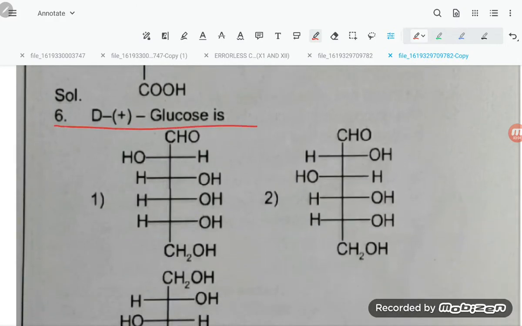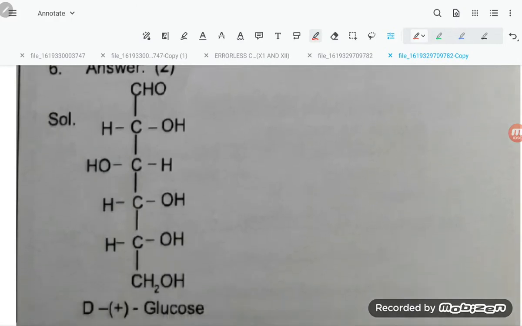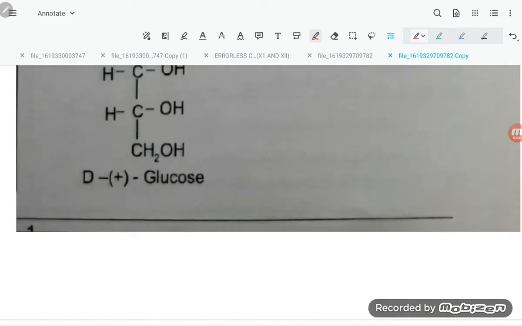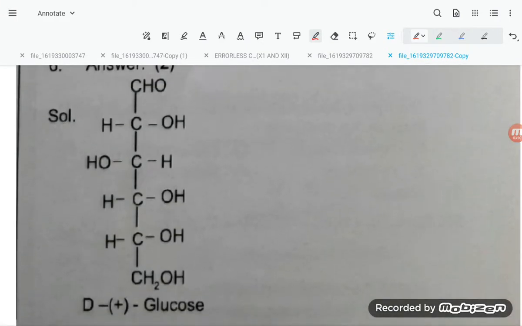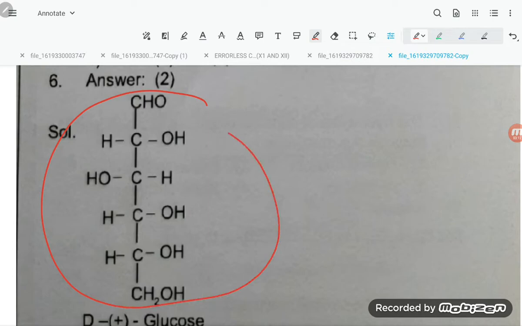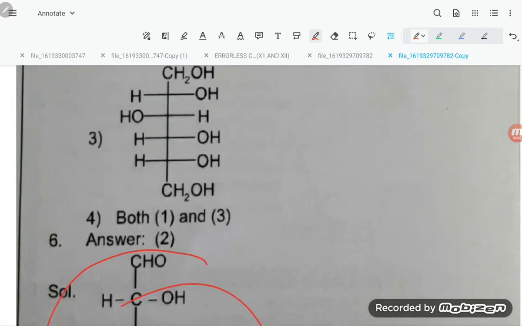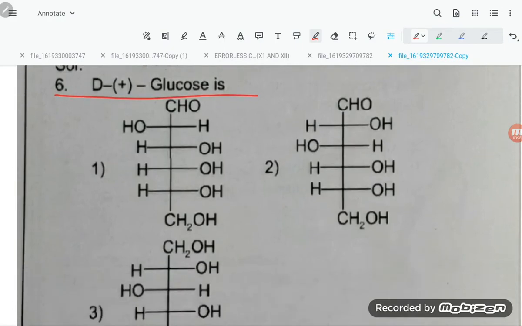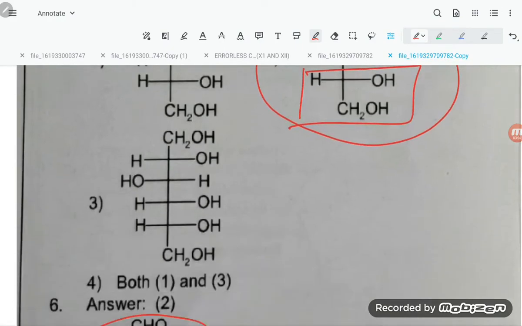D plus glucose, if you talk about it, which is the D plus glucose? This is the D plus glucose, and it should be related to D-glyceraldehyde. The structure should be D-glyceraldehyde. Here you see that the OH group is on the right side, student. So it is D-glyceraldehyde. The correct option is option number 2, that you have to practice. This structure is D-glyceraldehyde.